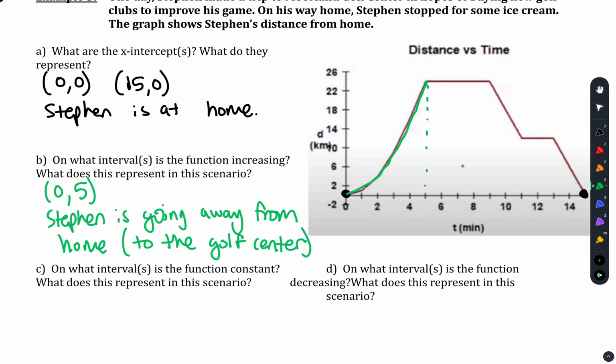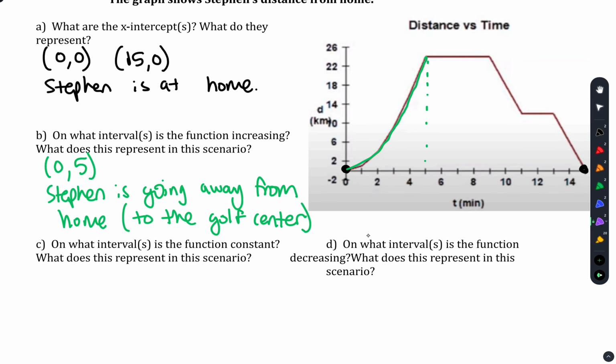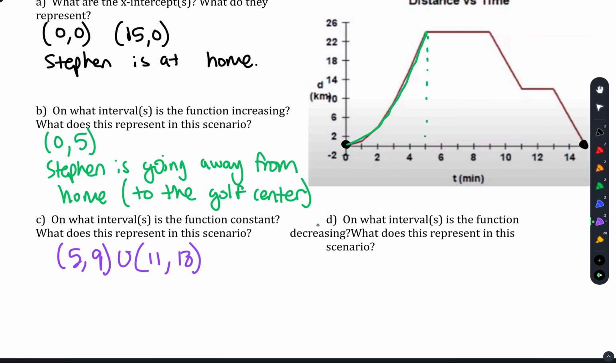Letter C asks, on what intervals is the function constant? I see 2 of them. Somebody want to tell me what they are? 5 to 9. And what does this mean? What is he doing if his interval is constant? He's stopping.